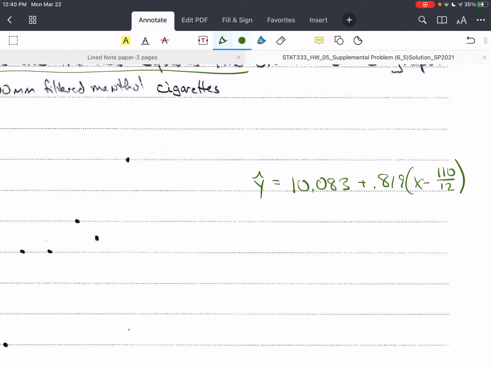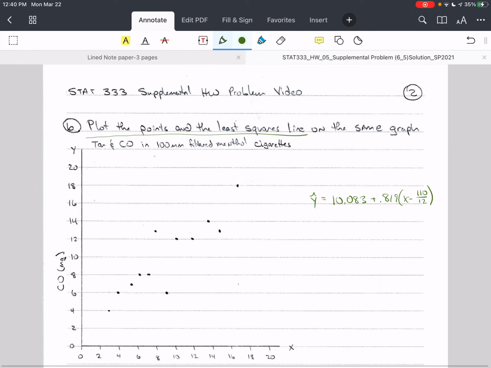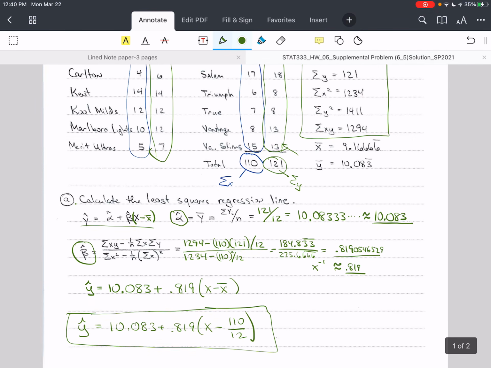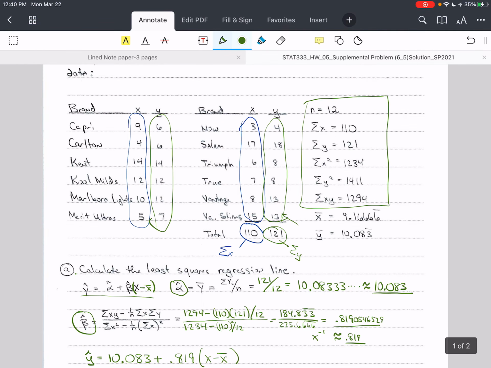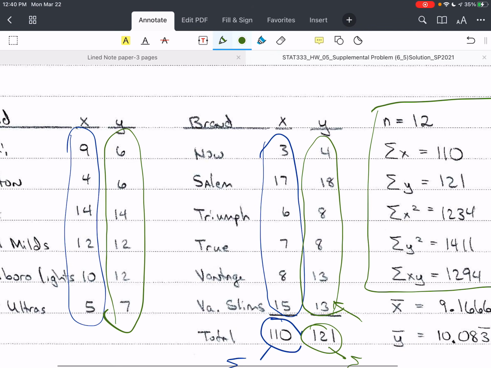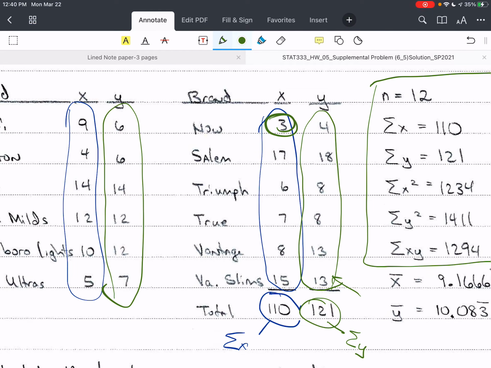Okay, so my lowest value of x in the data is 3, and my largest value is 17. Those are the values I'm going to plug into my line. I should never predict beyond the values of x that are observed in the data.